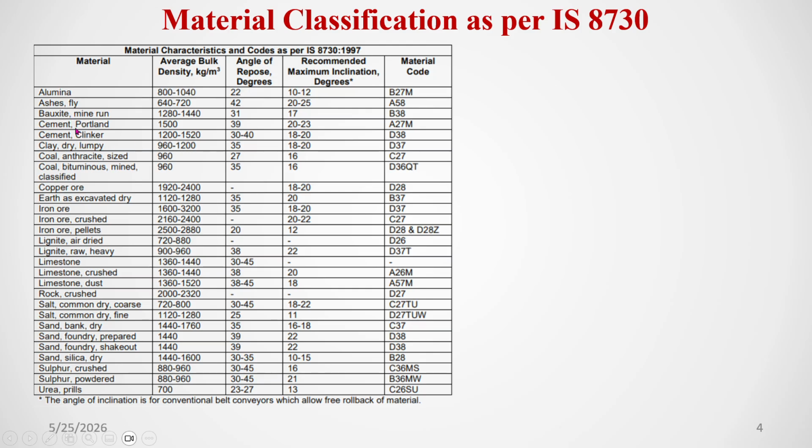Like this, many materials are listed here. That is just another type of classification of IS 8730. They give the bulk material, bulk density, angle of repose, angle of inclination or slope angle of the conveyor belt, and the material codes are also given here. So you will come to know from this.